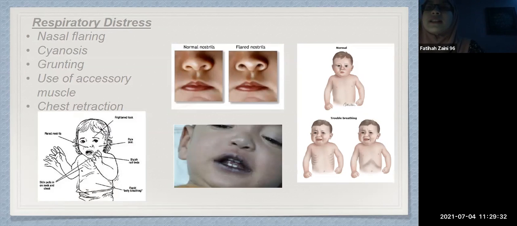These are several signs of respiratory distress that we should look for: nasal flaring, cyanosis like in the picture, grunting, use of accessory muscles, and chest retraction, such as subcostal, intercostal, and sternal retraction.